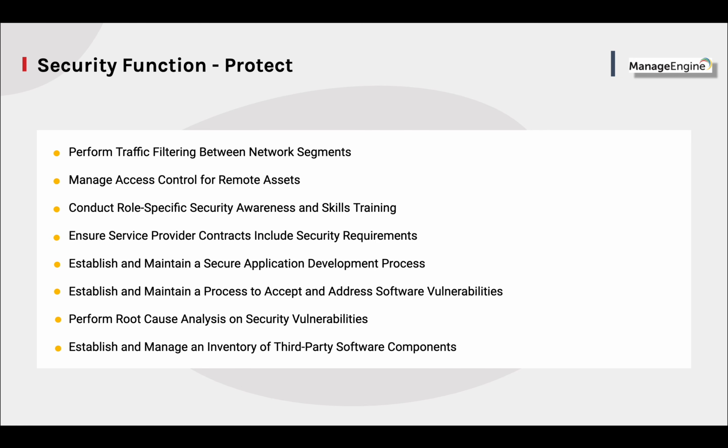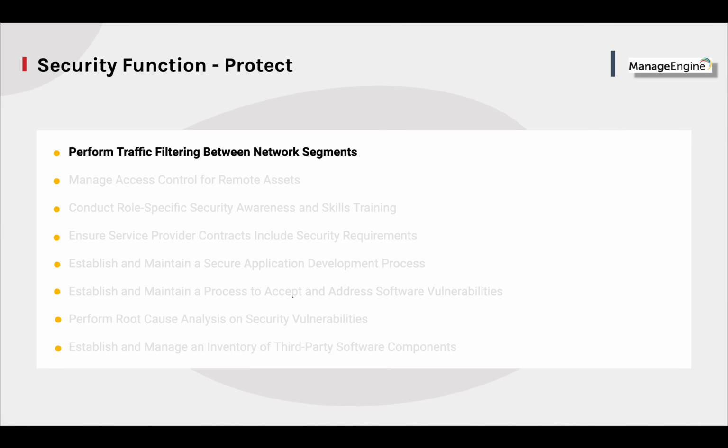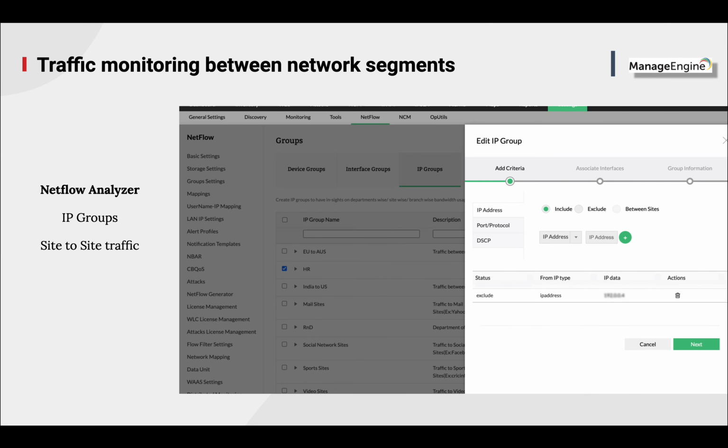Finally, the next set of subcontrols here. Perform traffic filtering between network segments. Usually, traffic between production and non-production networks is not allowed. If there is a business requirement and need for an exclusion, we have to document it and make sure it remains secure. Any traffic between the networks has to be monitored and reported.